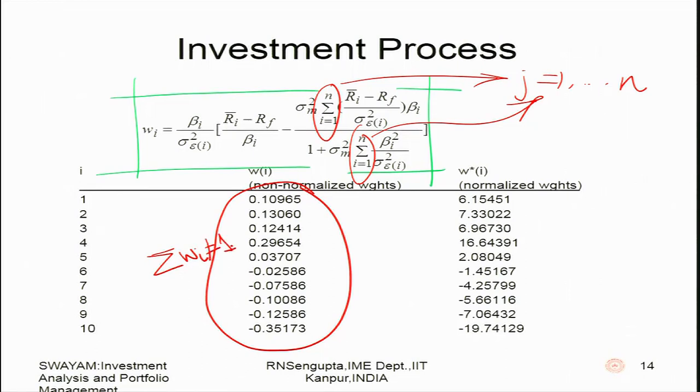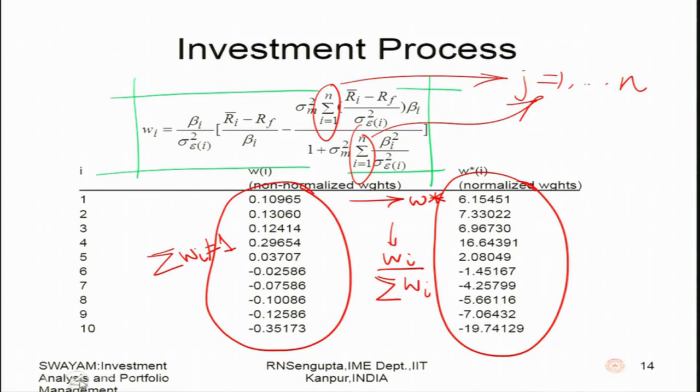So when you want to find out the value of W star, you basically find out as follows: Wi divided by the summation of Wi for I equal to 1 to n. So n remains the same because short selling is allowed. Once you find out, they are given like this. I should highlight it with a different color. I am just hashing it.